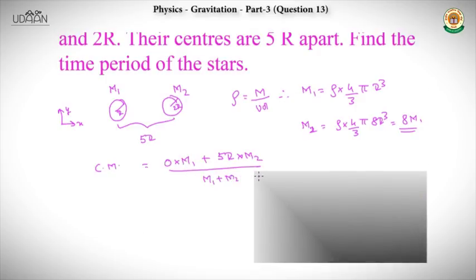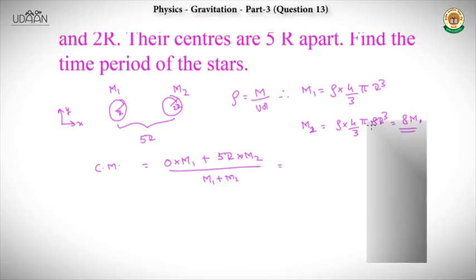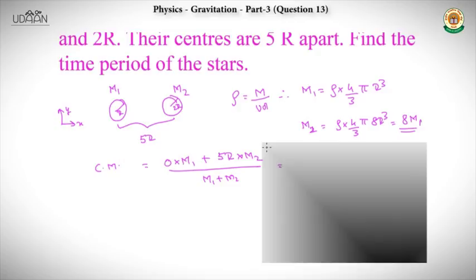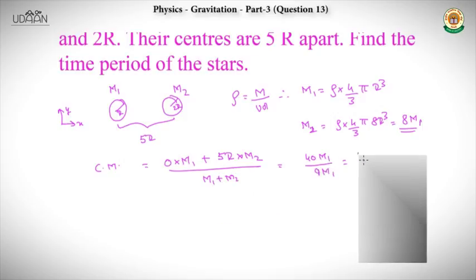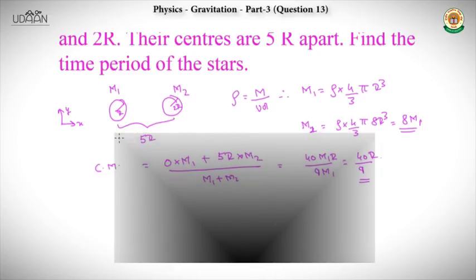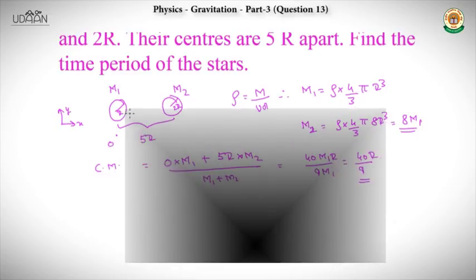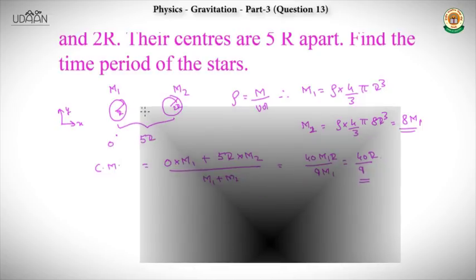Correct. Now we know that m2 is equal to 8 m1. So I would suggest कि don't put in the values every time. Use this relation ताकि easy रहे थोड़ा सा calculate करने में. तो 8 into 5, 40 m1 upon m1 plus 8 m1, that is 9 m1. So this would come out to be 40 m1 r upon 9 m1. So it would be 40 upon 9 r. Yeah. So this would be the distance from the coordinate axis. This is taken as the origin, okay? So this would be the distance. So now we have the center.